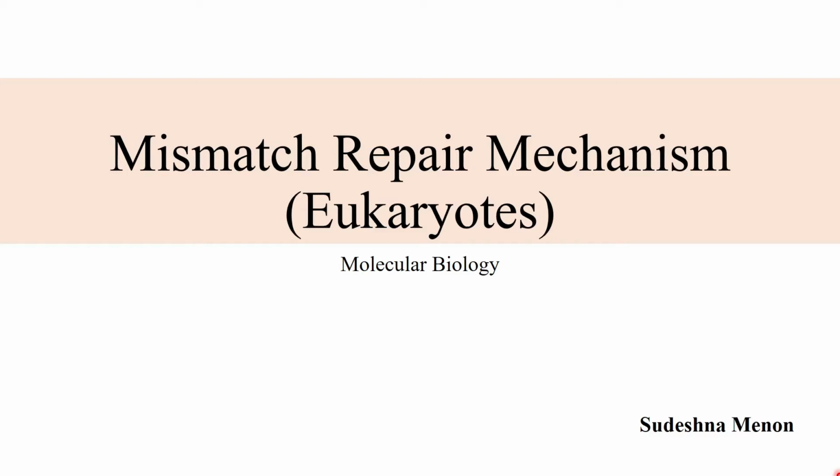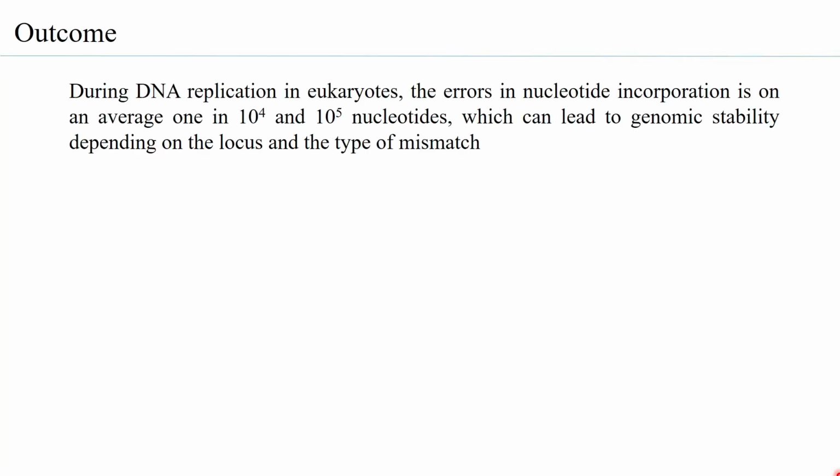For mismatch repair, the challenge is that the mismatch or the lesion has to be repaired before the DNA replication completes. So let us look at the learning outcomes of the session. During DNA replication in eukaryotes, the errors in nucleotide incorporation are on average about 1 in 10^4 or 1 in 10^5 nucleotides. And if not corrected, this can lead to genomic instability.